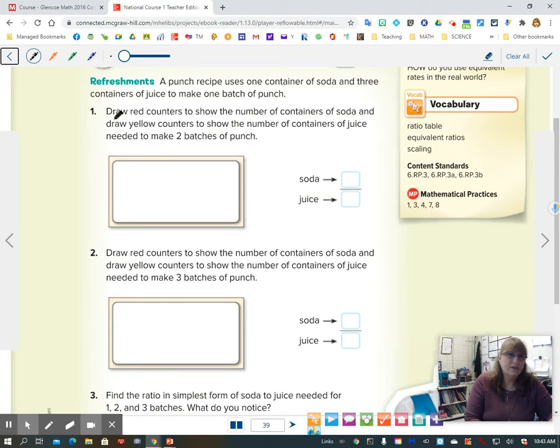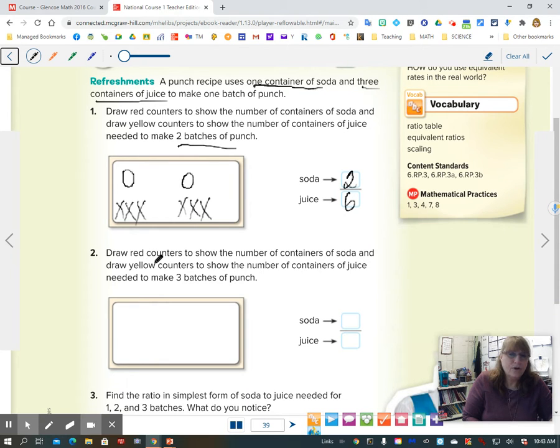So first, it says we're making 1 batch. If we make 1 batch, we have 1 container of soda and 3 containers of juice. So we need 1 soda and 1, 2, 3 juices. And it says we're making 2 batches now and not just 1. So we need another soda and another 3 juices. So the ratio now for the new one is 2 sodas and 6 juices.